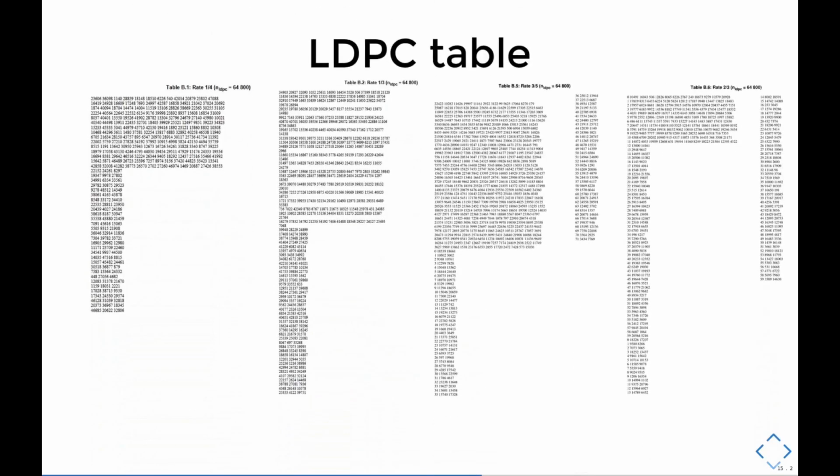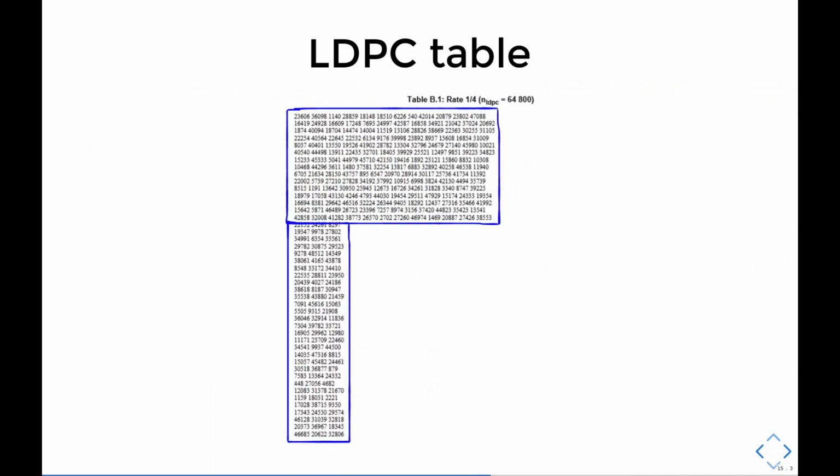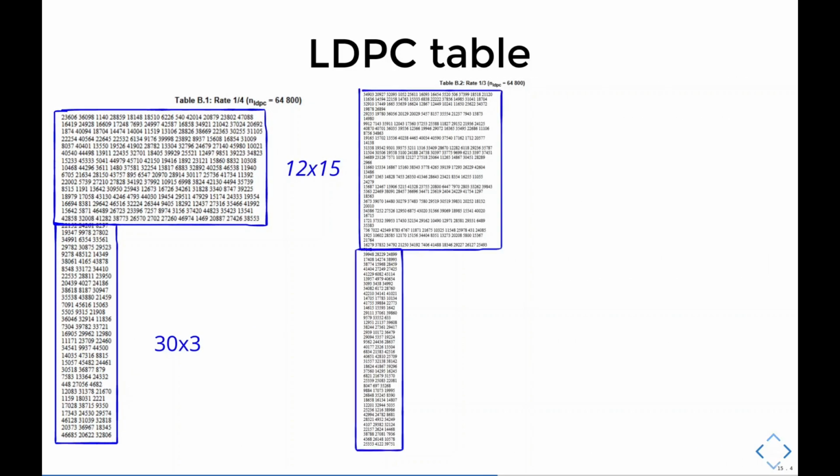Here are 4 examples of how tables actually look in the spec. These are all for normal frames, but the short frame ones are very similar. So let's zoom in on the first one. We can see it has 2 sections. The top one has 12 rows of 15 values, and the bottom one has 30 rows of 3 values. The next one looks very similar. It has 2 sections, 20 by 12 at the top and 12 by 3 at the bottom.